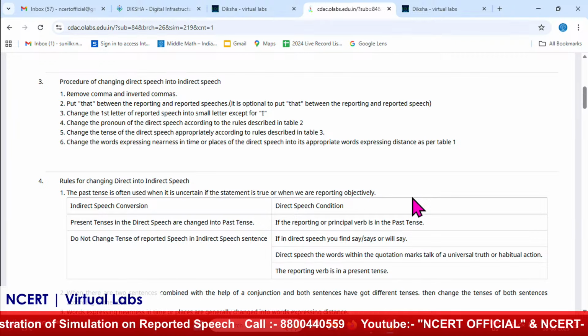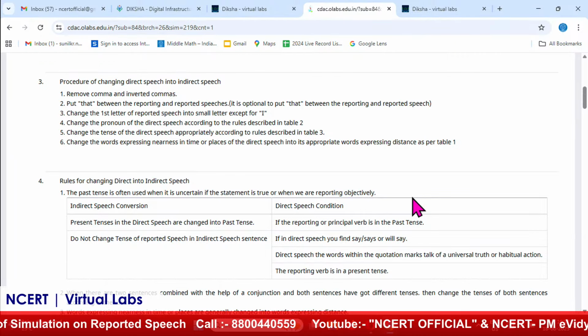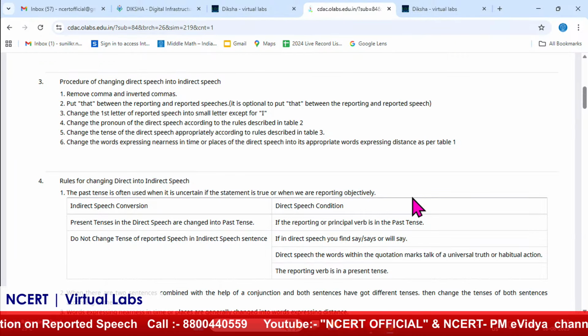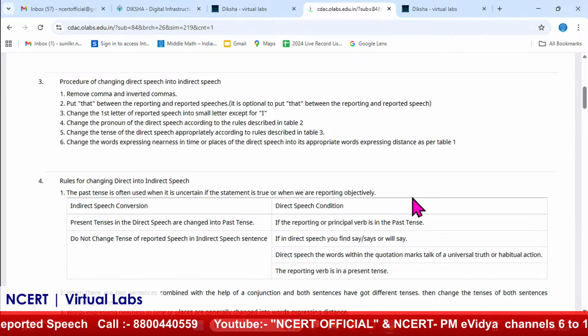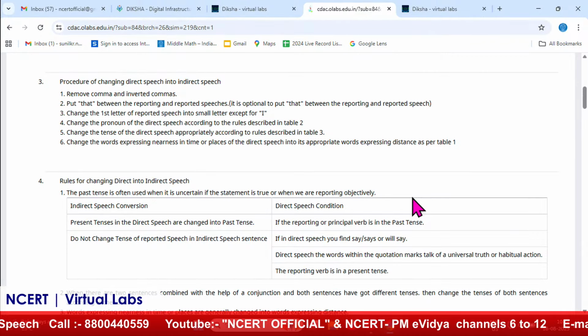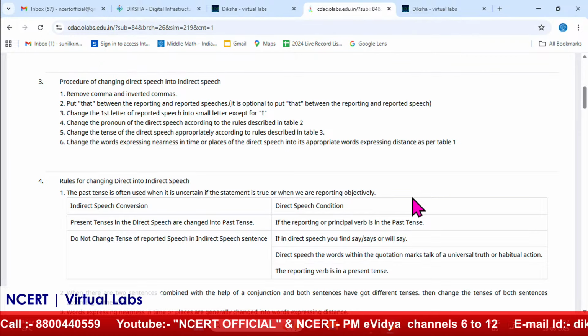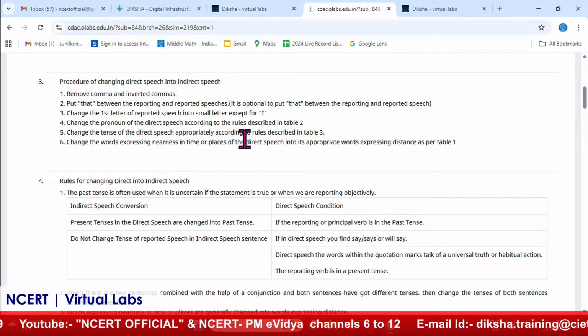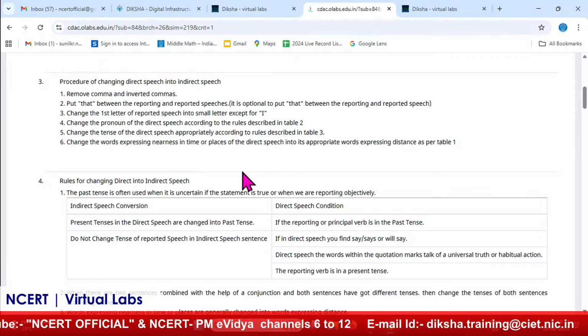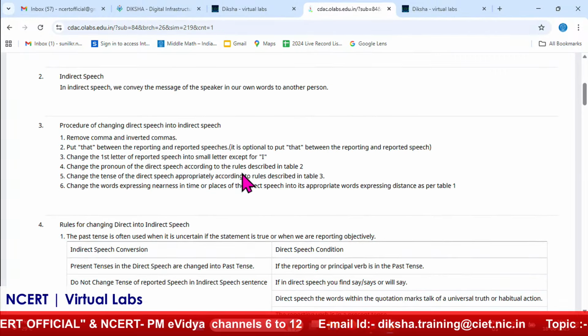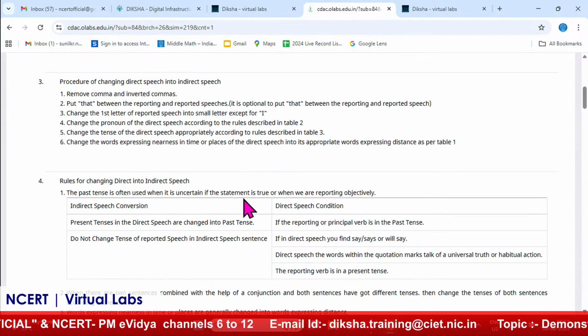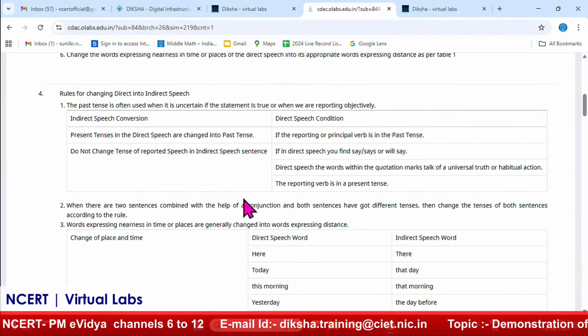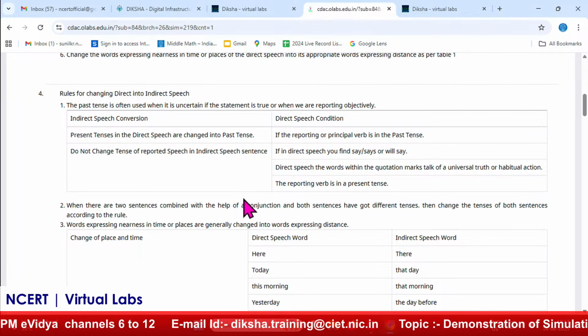So, this is getting really into the nitty gritty. So, she said "I am going," she said that she was going. So, the I becomes she. Yes. Because the verb has to agree with the subject over here. Change the pronoun of the direct speech according to the rules described in table 2. There is a table later on, and so on. Okay. So, rules for changing direct into indirect speech.